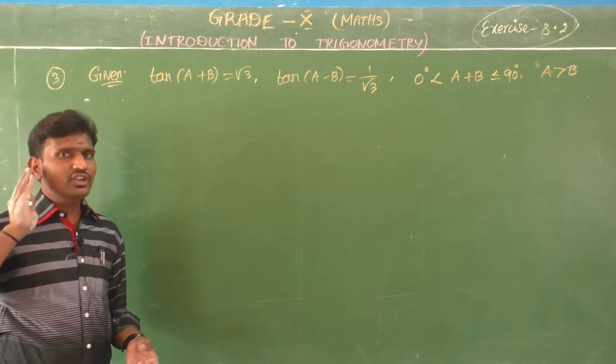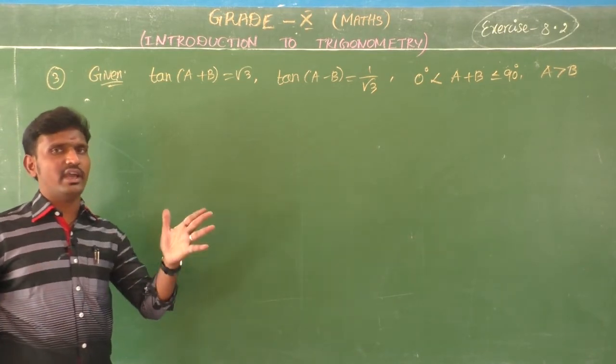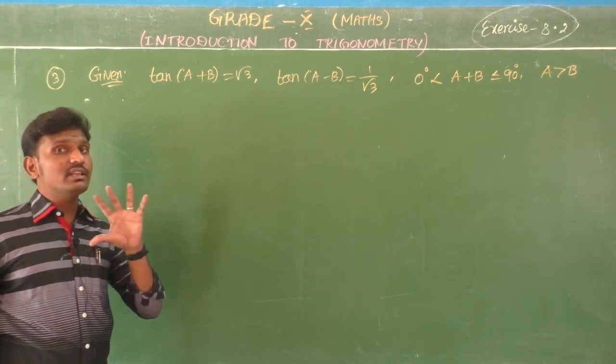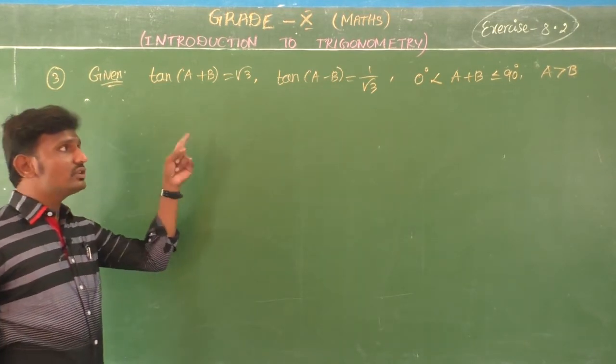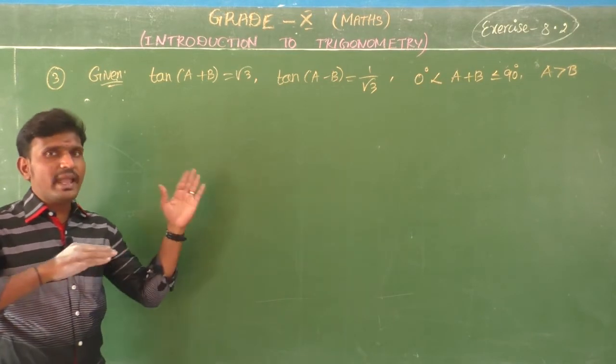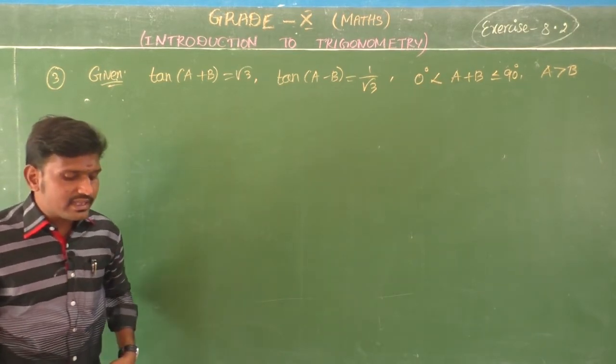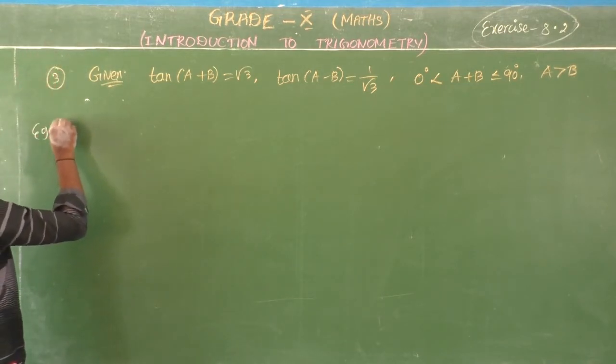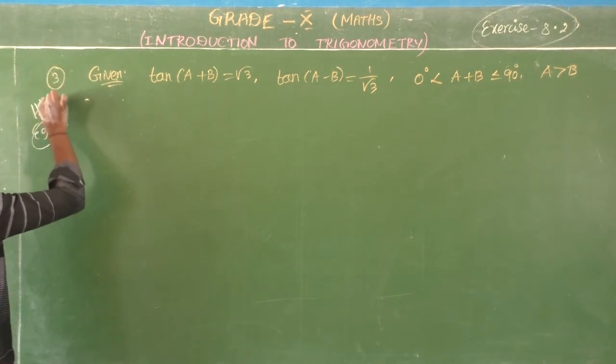From your trigonometric ratios, you should know the tan values of 0 to 90 degrees. What are the angles? It contains root 3 and 1 by root 3. This pattern, the same question, you have in your exercise, example 8. Example 8, that is your homework.